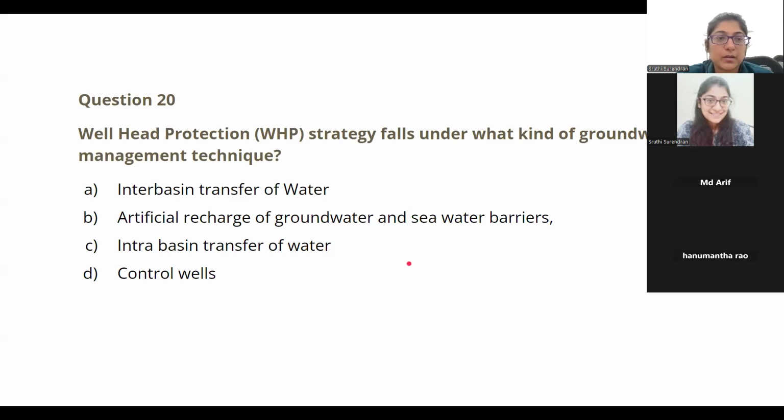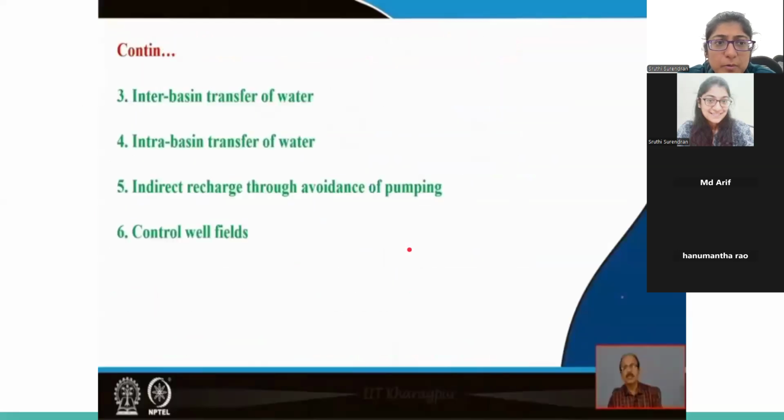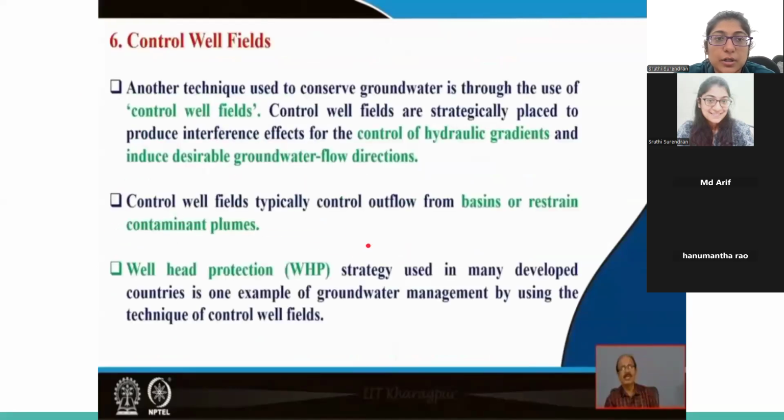Okay, so we saw about different methods of groundwater recharge. Here we are talking about control well fields. Wellhead protection strategy is based on control well fields. Control well fields are nothing but when you strategically place wells, which are basically called control wells, in order to control the direction in which the groundwater flows. Then the strategy adopted is called wellhead protection, and the technique is called control well fields.